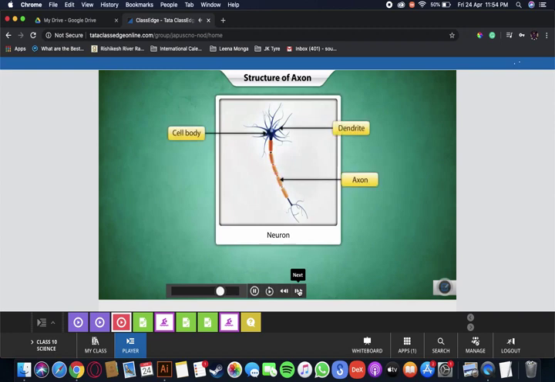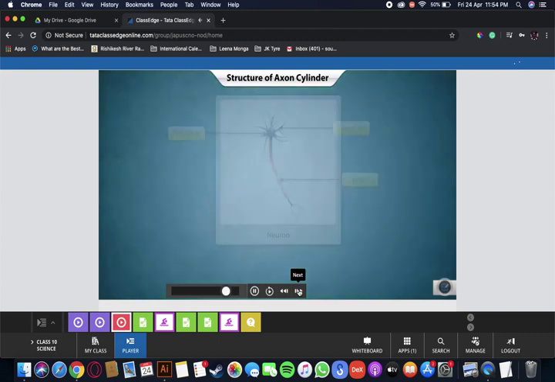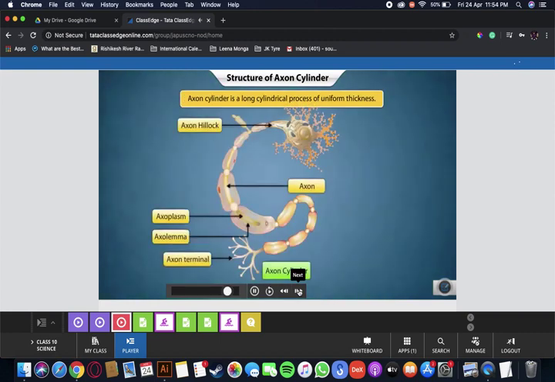An axon is a long, thin and cylindrical, unbranched process which arises from the cell body of a neuron. Axon is generally a long cylindrical process of uniform thickness and is single in number. It originates from the cone-shaped elevation of the neuron called axon hillock. Click each part to know about it.